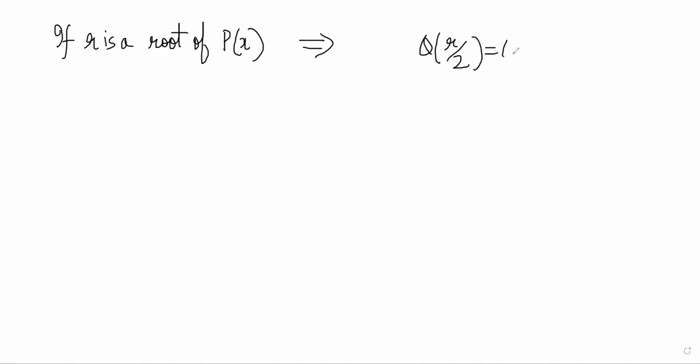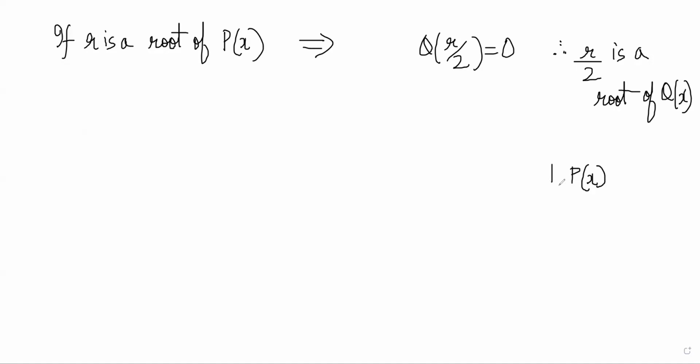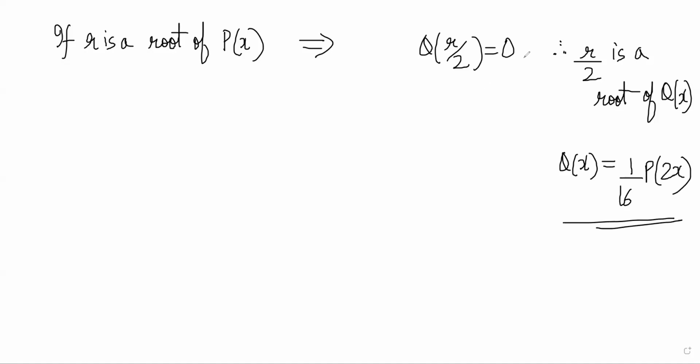So if r is a root of p of x, we got that q of r by 2 is equal to 0. Therefore, r by 2 is a root of q of x, right? Because we had q of x equal to 1 by 16 p of 2x. From here we are deducing this.